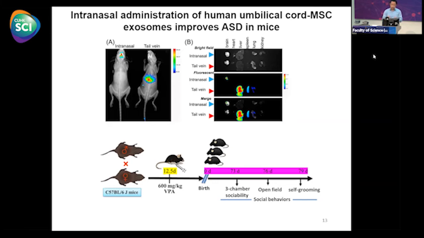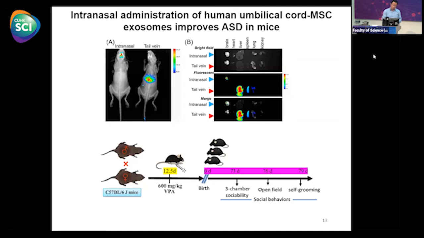So what we did is we purified the mesenchymal stem cell exosomes from human umbilical cord mesenchymal stem cells, and then we give them to the mouse through the nose. That's very important. If we give them through the tail vein, you can see here, most of the exosomes end up in the liver. But if we drip them into the nose, they will end up in the brain, as you can see here. We also analyzed that.